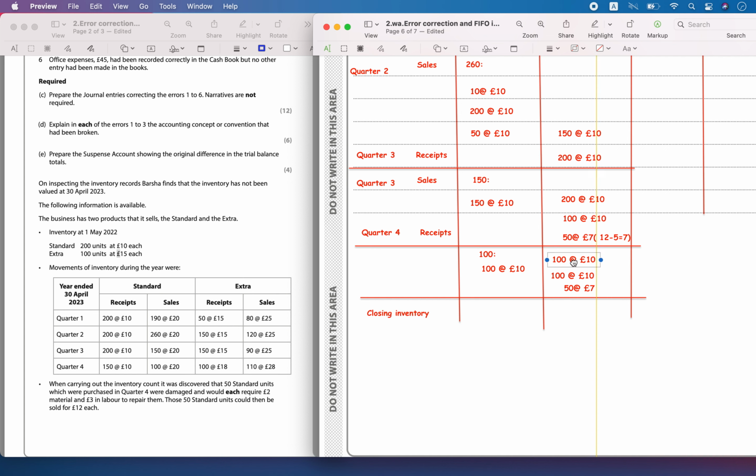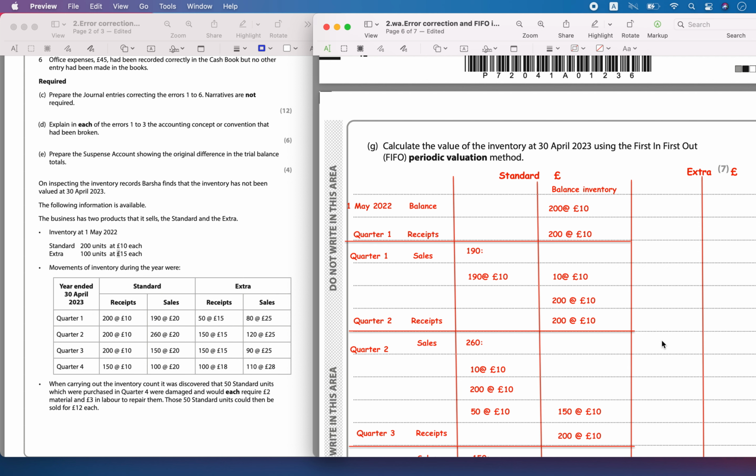100 at 10, which is equal to 1000, and then you have 100 at 10, that is 1000, and then you have 50 at 7, which is equal to 350. Now the total is 2350. So the value of the closing inventory for the standard is 2350 when FIFO inventory valuation was used.